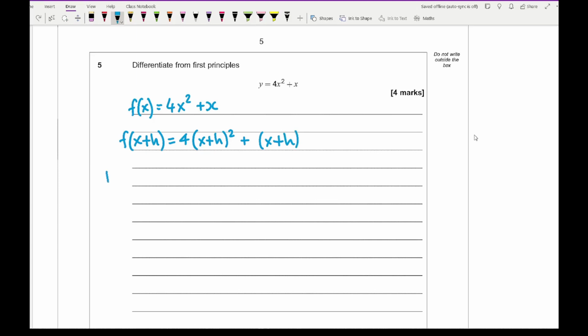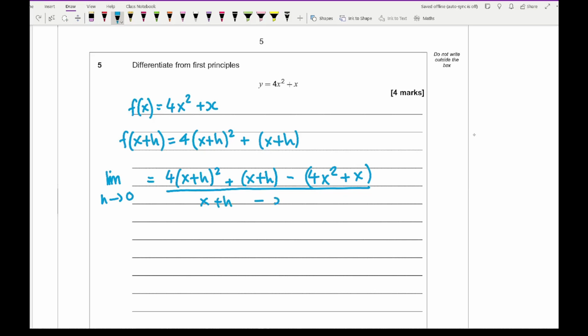And then from this, what I want to do is substitute it into the formula. So I've got the limits of where h tends to 0, and that's going to equal, so again using the formula for the gradient between 2 points, it's going to be 4 times x plus h squared plus x plus h minus the y ordinate of the previous one, so that's going to be 4x squared plus x, all over the x ordinate, which is going to cancel out, in which I'm going to end up with x plus h minus x.